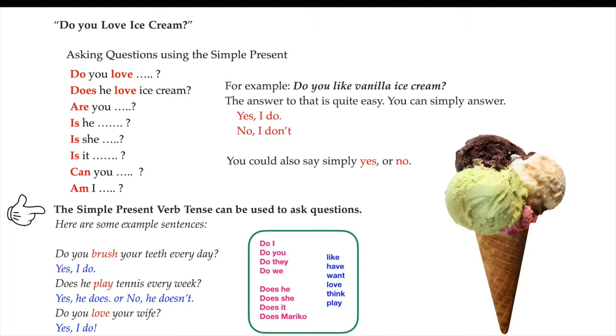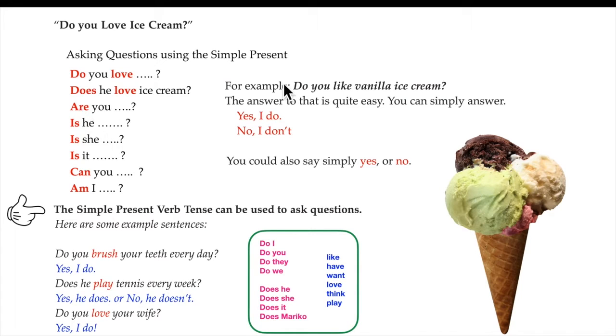Do you love? Do you like? Do you want? Do you know? Do you think? All of these are do you questions, and the answers can be yes, I do, no, I don't. Does he love ice cream? Yes, he does. No, he doesn't.